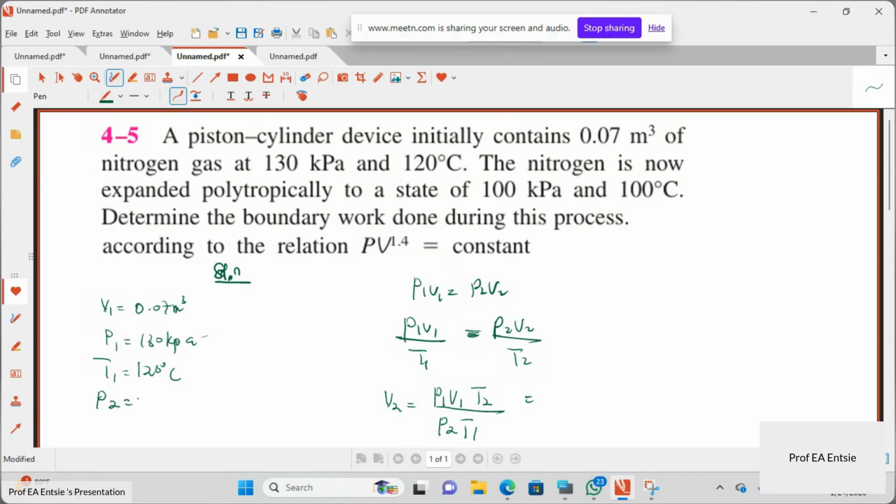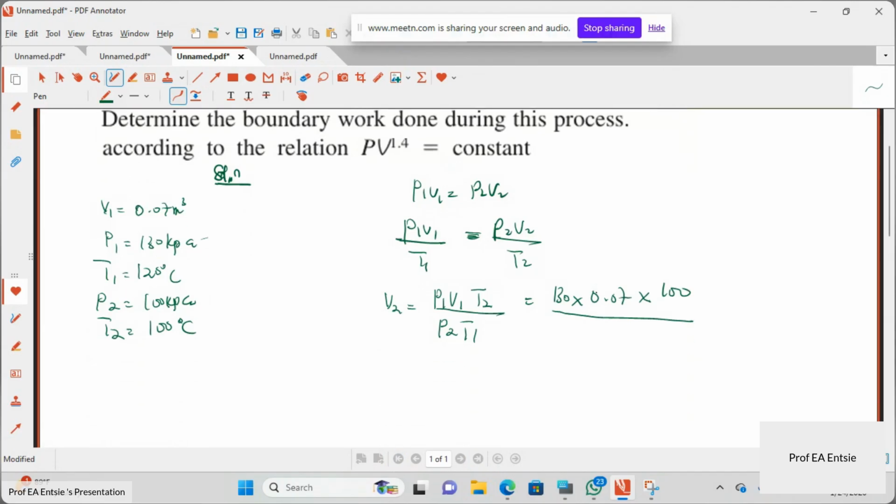The final pressure P2 is 100 kilopascal. Then the final temperature T2 is 100 degrees Celsius. So if we want the final volume to be P1 V1 T2 over P2 T1, which is 130 times 0.07 times 100, all out of final pressure 100 times 100 again. So you get your final volume.